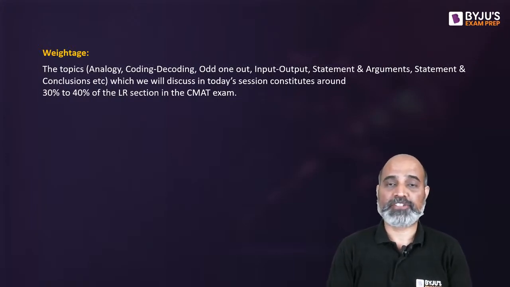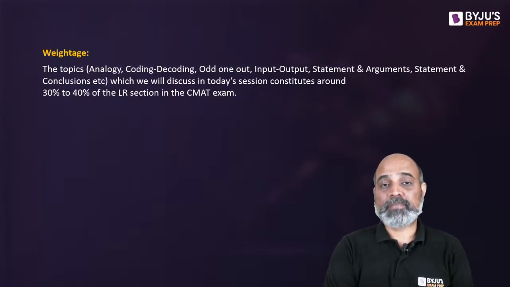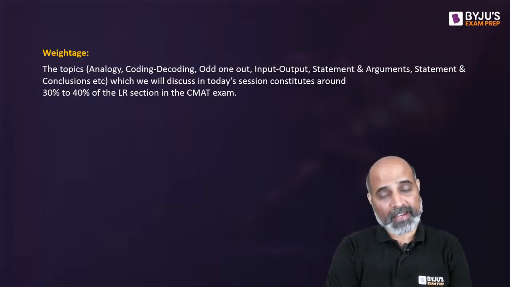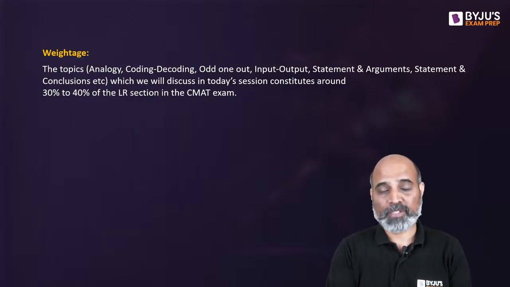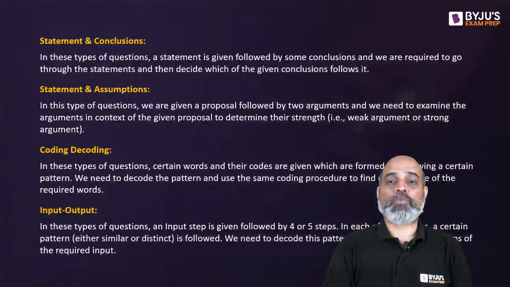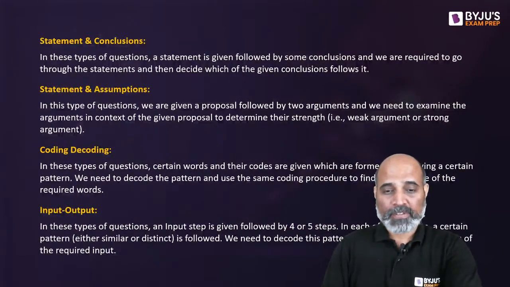Part of the reasoning section, right? Since CMAT is a high scoring exam, anything that is above 25%, 1/4 of a section, is considered to be important. So what are the different topics we will be doing today?